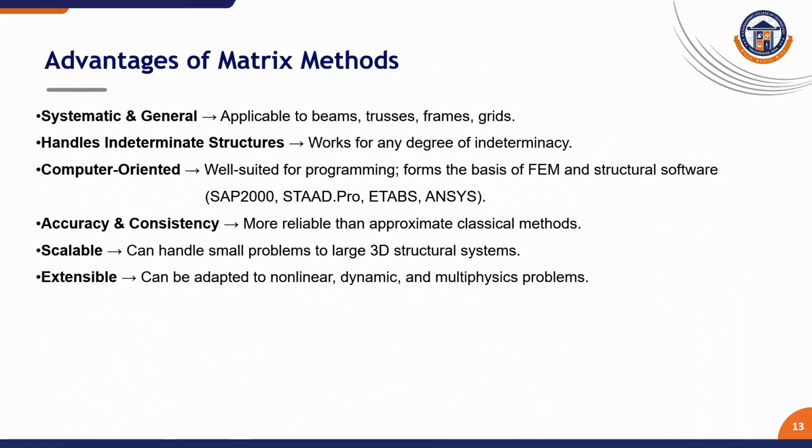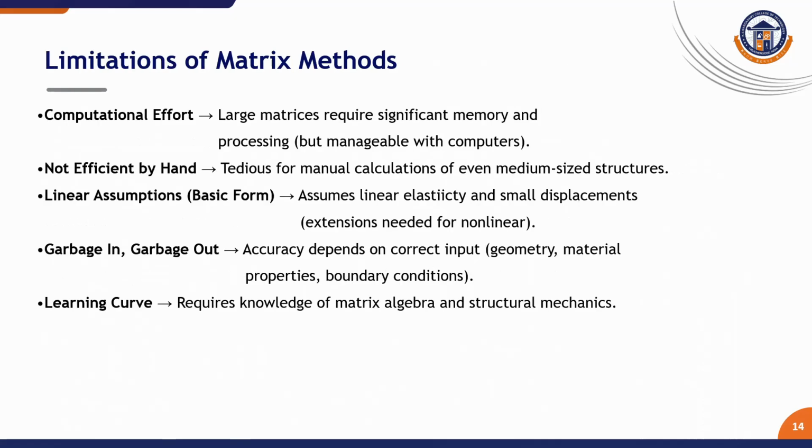The advantages of matrix methods are profound and multifaceted. Generalized, they provide a unified framework for all structural types, from simple 2D frames to 3D models. They adapt effortlessly. Precision, computational efficiency, adaptability. These are the advantages of the matrix methods. And limitations: computational demand, input sensitivity, linear assumptions, expertise requirement, and they are not suited for hand calculations beyond simple cases. This is all as far as the limitations are concerned.